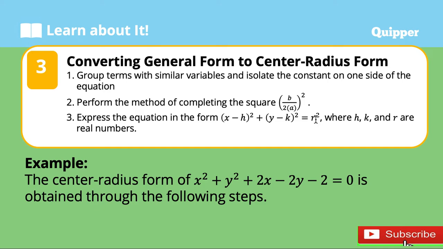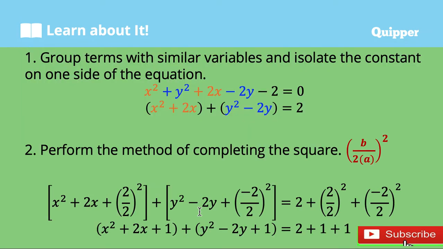For example, convert x squared plus y squared plus 2x minus 2y minus 2 is equal to 0 to center radius form. This is the general form and we need to convert it into center radius form. To obtain the center radius form of this general equation, we need to follow these steps. First, group terms with similar variables and isolate the constant on one side of the equation.